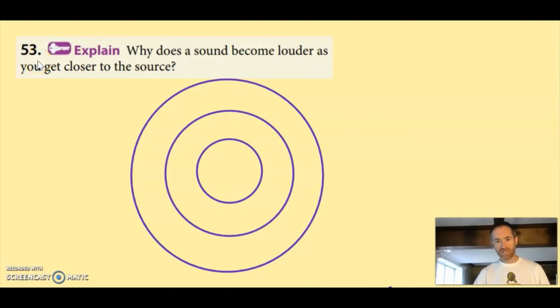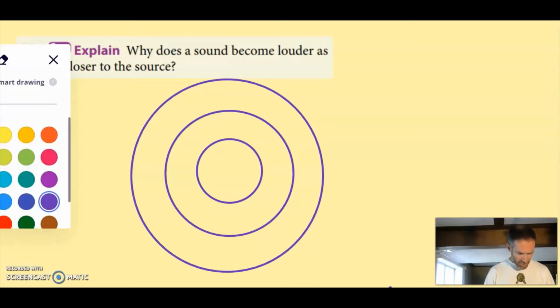Number 53 talks about sound becoming louder as you get closer to the source. And we're going to answer this question with intensity. Intensity and loudness aren't exactly the same thing, where intensity is an objective measure of the sound and loudness is a subjective, that is, opinionated measure of the sound. The two are proportional to each other. And so if I played two sounds for you, the one that was more intense would be the one that you'd say would be louder.